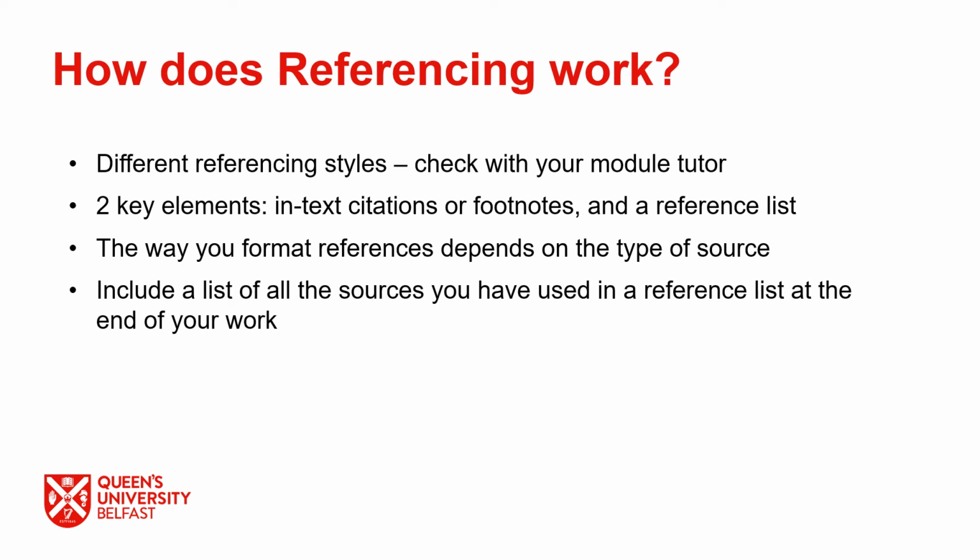And the way that you format references, whether that's a book, a journal article, whether that is an online source, depends on the type of source you have. So the first step is to identify the type of source and then to follow the recipe for the particular referencing style you're using. The final reference list is basically a list of all the sources you have consulted that comes at the end of your work.